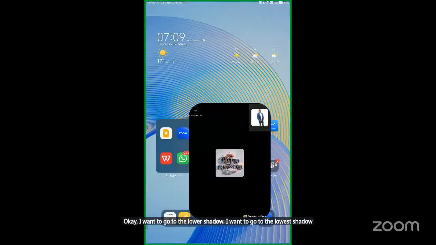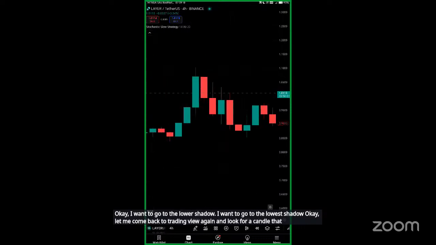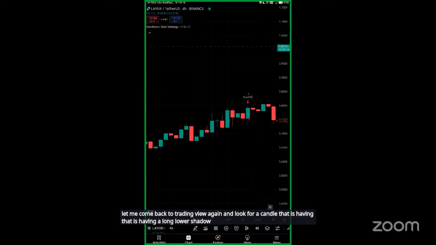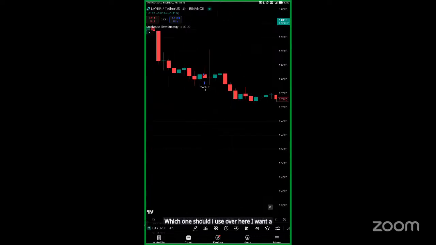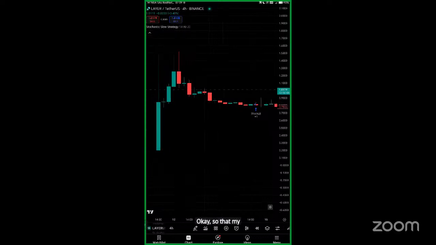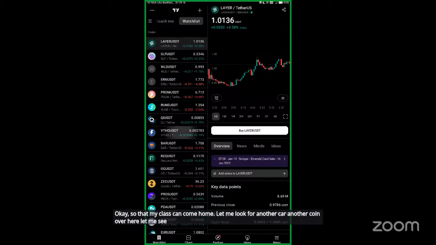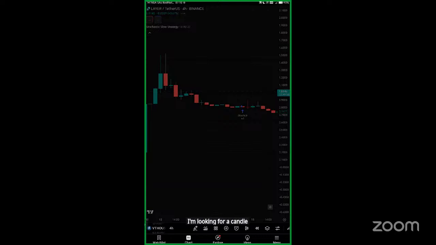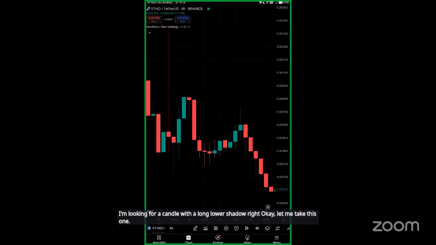Okay, let me come back to TradingView again and look for a candle that has a long lower shadow. Which one should I use over here? Let me look for another coin over here. I'm looking for a candle with a long lower shadow, right? Okay, let me take this one.